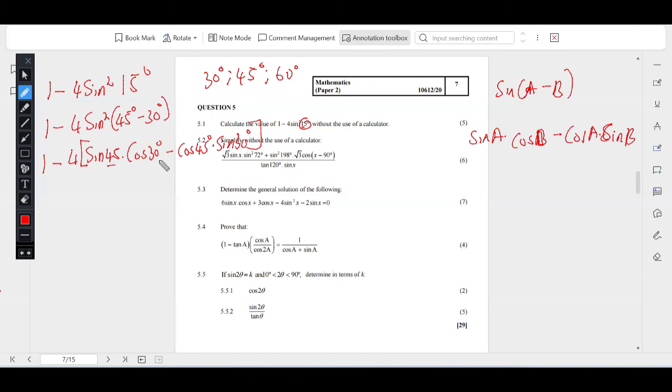But now the 45 and the 30 are special angles. Note that we have a square, so we must not forget that square. Then this is 1 minus 4. In bracket, what is sine 45? We know that sine 45 is root 2 over 2.